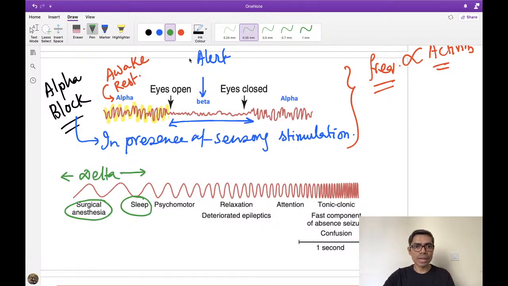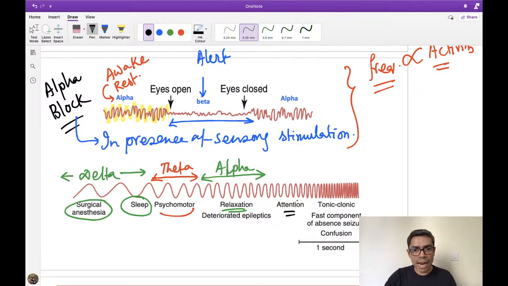Then various psychomotor activity. You know that psychomotor activity is going to produce the theta wave. So these are the theta waves here. The person's brain is getting more active. Then when the person is doing relaxation, you are going to get the alpha wave. And when the person is putting some attention onto something, then you are going to get the beta wave.